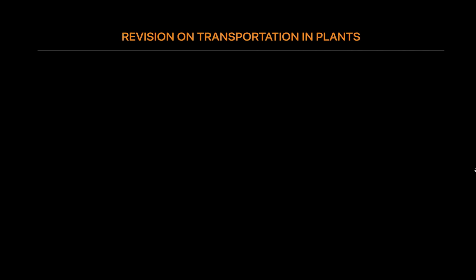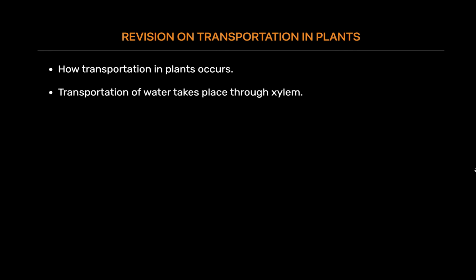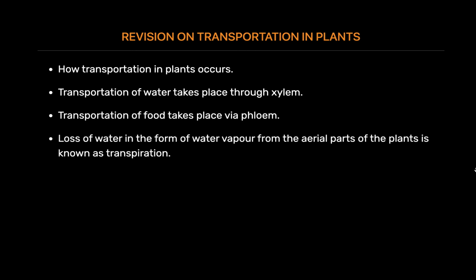Revision on transportation in plants. We have studied about how transportation in plants occurs. Transportation of water takes place through xylem. It transports water from the roots to different parts of the plants. Transportation of food takes place via phloem. It transports food from the leaves to different parts of the plants. Loss of water in the form of water vapor from the aerial parts of the plants is known as transpiration. The transpiration creates a suction which pulls the water up to the higher plants.